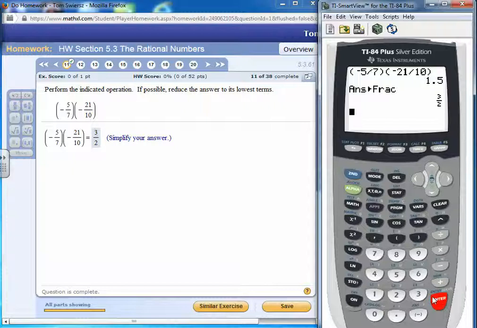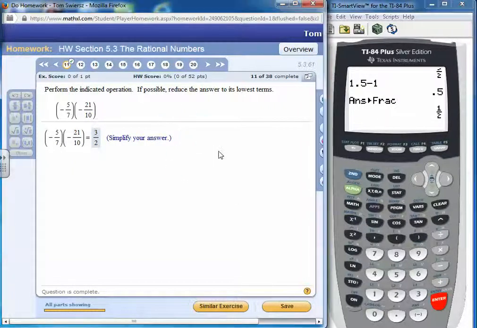Okay, and if you got 1.5, then remember, you would subtract the 1, so you know the whole part is 1, and then the decimal 0.5 is 1/2, so your answer would be 1 1/2 if you had to put it in as a mixed number. But in this case, usually if they don't say anything, they just want it as an improper fraction.